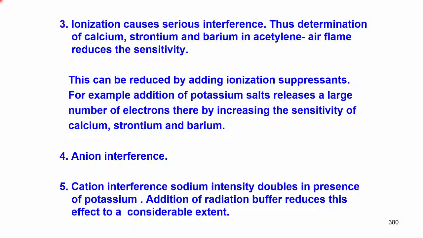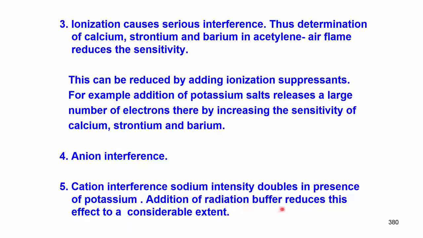We do not have the details here, but the additional details can be obtained by referring to the AOAC literature. Cation interference: sodium intensity doubles in the presence of potassium. So, you cannot determine sodium if there is potassium also. One has to be a little careful here. What you can do is determine potassium first and subtract that quantity from sodium also.